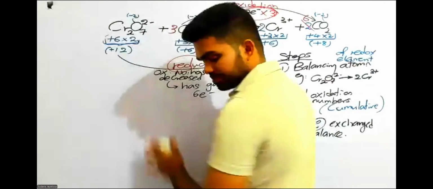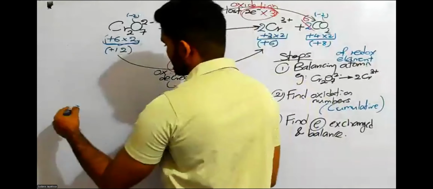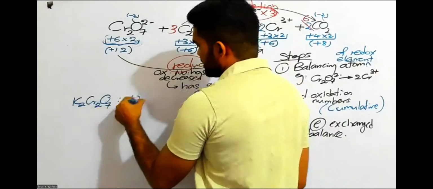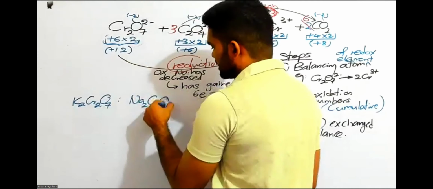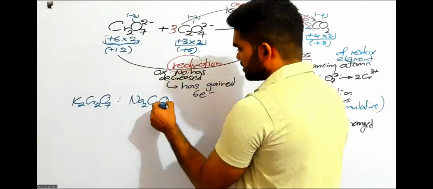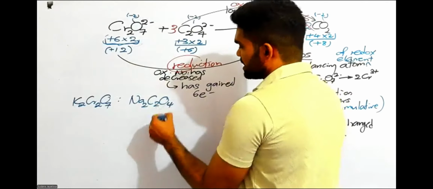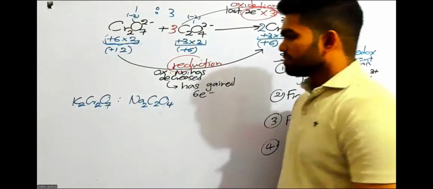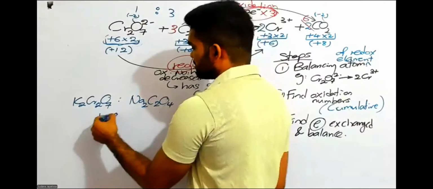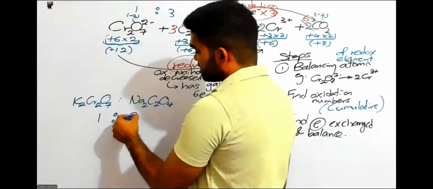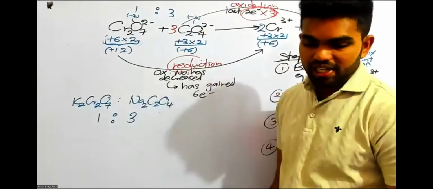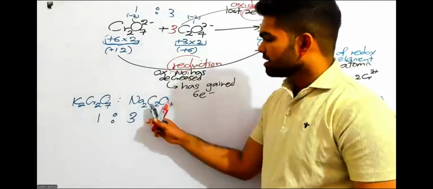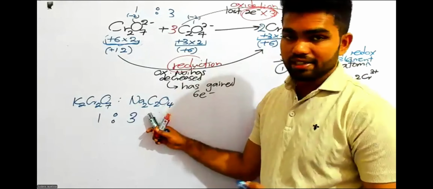It's showing you this. Now, if you take potassium dichromate and sodium oxalate according to the part B balanced, you can see the ratio is 1:3. That means with 1 stoichiometry ratio, with 1 potassium dichromate, 3 sodium oxalate will be reactive. So 1:3 ratio, 1 mole to 3 mole. With 1 mole of this, there will be 3 moles of sodium oxalate reactive.